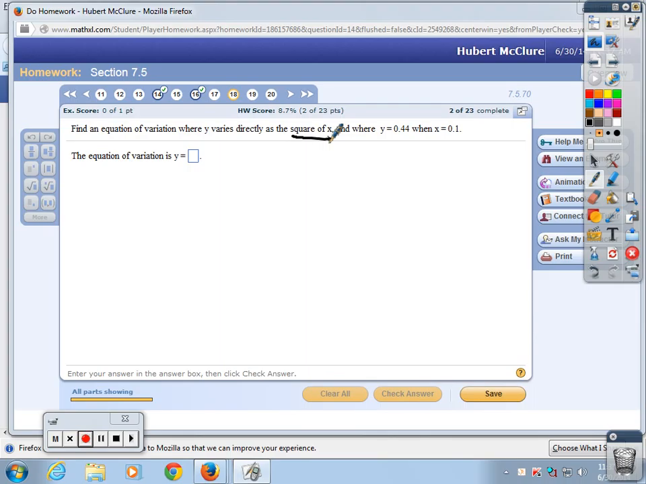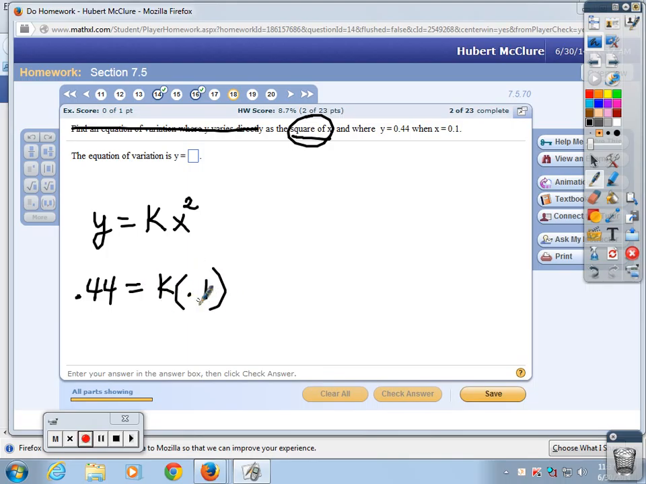So first of all, y is equal to k times x, and that is right there. The only thing you haven't done is this. So what are you going to do? You're going to put a square there. And now plug in what you need to. 0.44 is equal to k times 0.1 quantity squared. Solve.